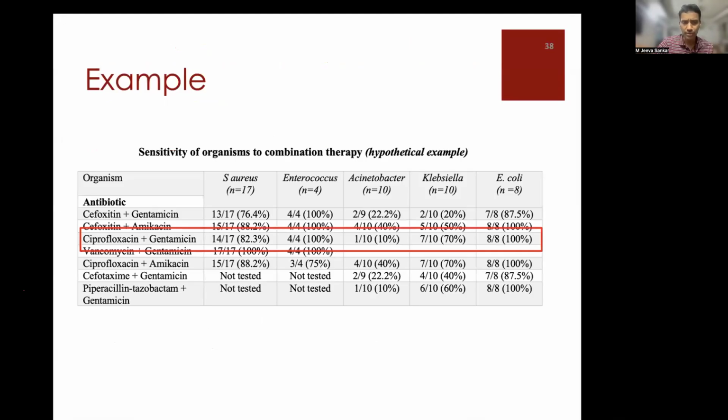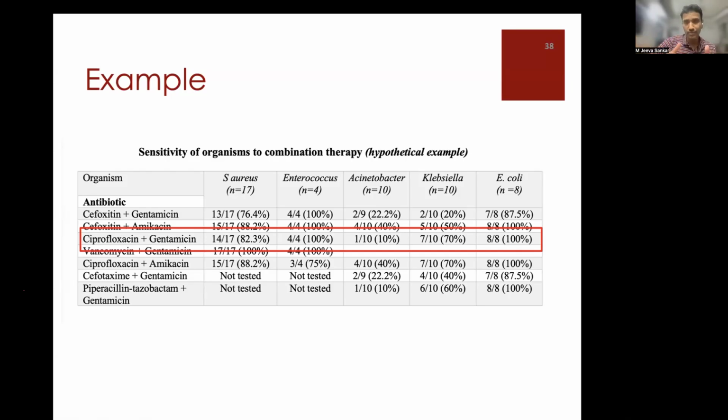So here, this is a combination therapy. For Staph aureus, Cipro plus gentamicin, 80% of the bugs are sensitive. And Enterococcus, 100% are sensitive. But Cipro plus genta covered only 10% of Acinetobacter, but 70% of Klebsiella and 100% of E. coli. So roughly, it will cover about 60 to 70% of the common isolates, except that if that particular baby turned out to have Acinetobacter, then that baby might be at risk. But that's the risk we have to take.